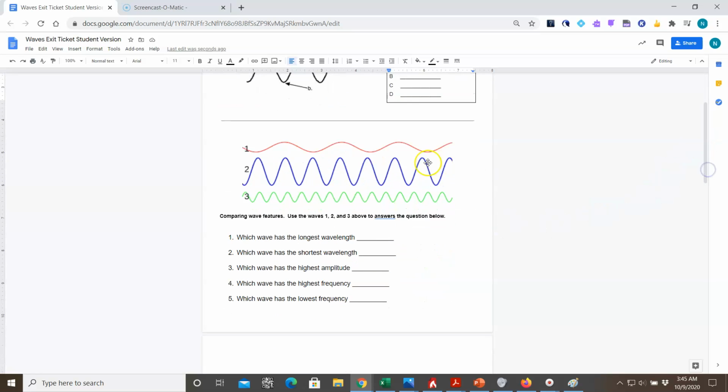The next section, you have three waves, 1, 2, and 3. And notice that they have different sizes and shapes. What you're asked to do here is figure out which wave has the longest wavelength, which one has the shortest, which one has the highest amplitude, which one has the highest frequency, and which one has the lowest frequency. To do that, all you're going to do is write the number of the wave that you think corresponds to that statement. For example, which wave has the longest wavelength? Maybe you think it is wave number 2, so you would put 2 here. I'm not saying it's 2. In fact, it is not 2, but that's what you would do if you think that.